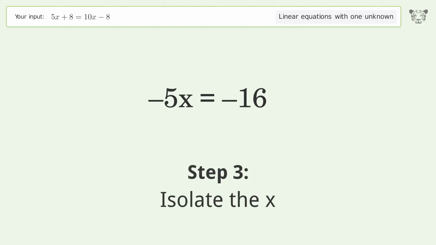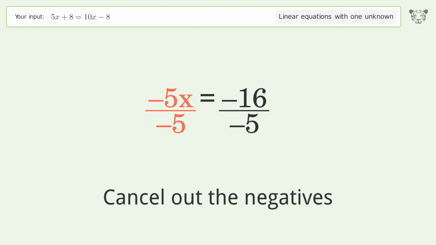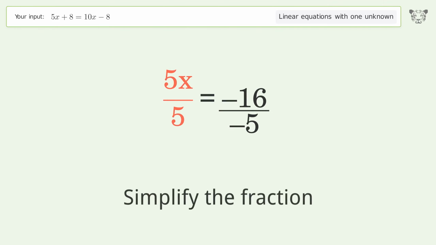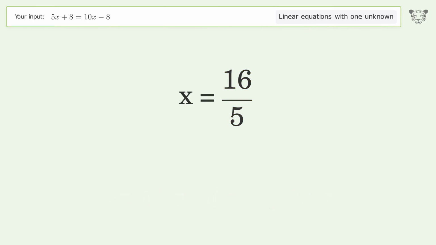Isolate the x. Divide both sides by -5. Cancel out the negatives. Simplify the fraction. Cancel out the negatives. And so the final result is x equals 16 over 5.